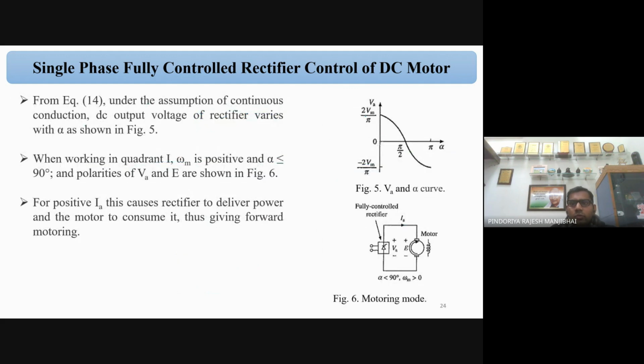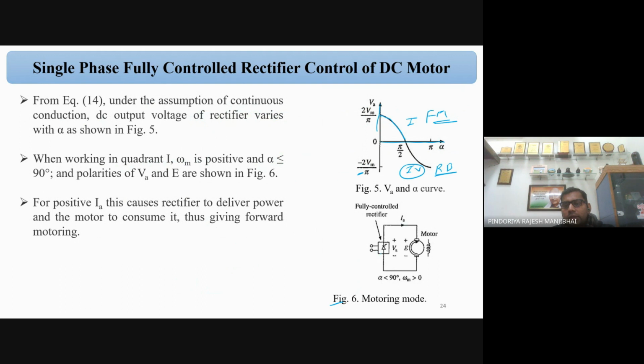So you can see the 2Vm/pi. There is Va versus alpha. So this is the first quadrant and this is the fourth quadrant. Here you can see the minus 2Vm/pi, so we can say the reverse braking. And this is forward motoring. Similarly, we can say the motoring mode.